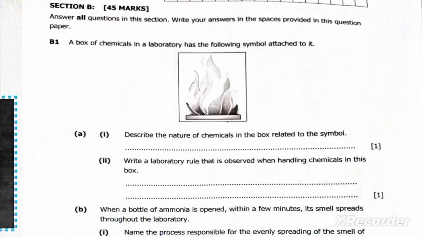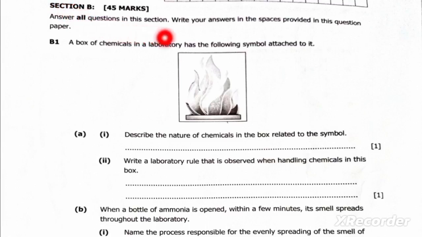We shift to the next section, which is Section B. Section B, answer all questions in this section. Write your answers in the spaces provided in this question paper. B1, a box of chemicals in a laboratory has the following symbol attached to it. A, Roman numeral 1, describe the nature of chemicals in the box related to the symbol. Okay, so we can see that this is a fire symbol.